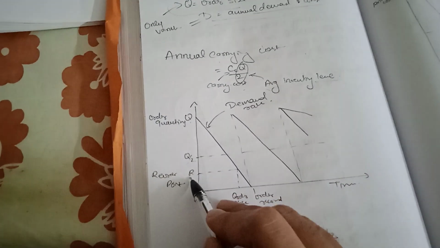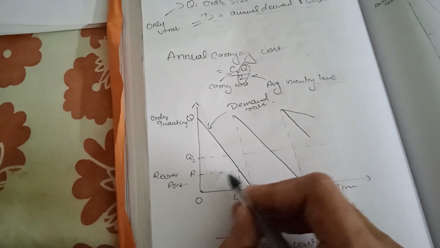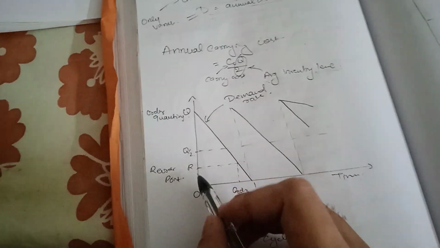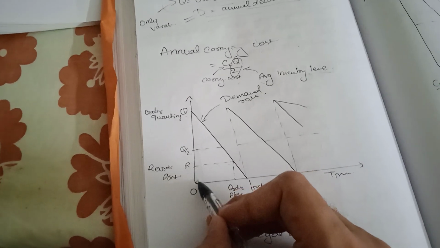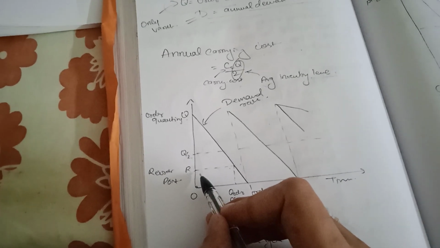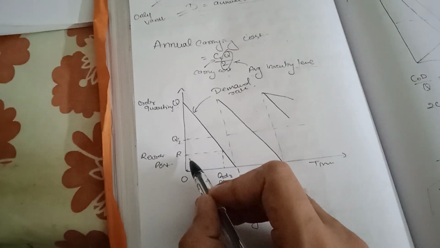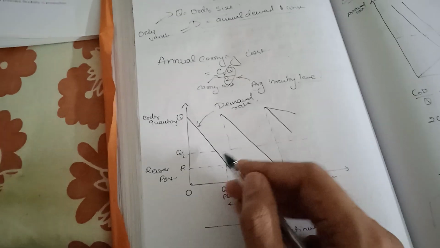After that we have the reorder point. At a particular point we are selling our inventory, and at a particular point we have to order our inventory. This much inventory is left at that point. Suppose you have 1,000 scooties, and after that 100 scooties are left. So we have to place the order when 100 scooties are left.